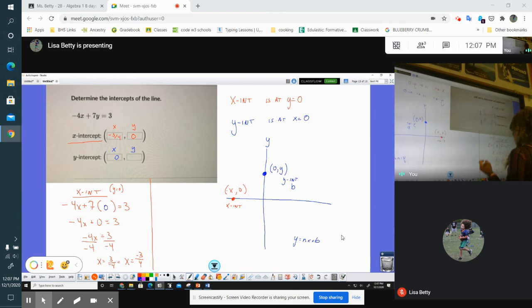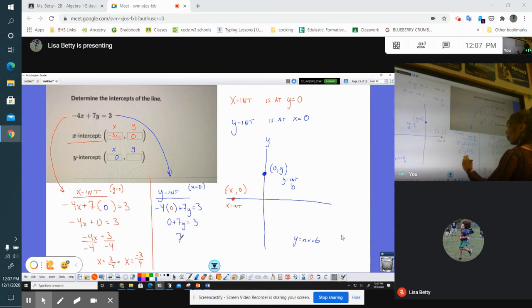All right, the y-intercept, which we know is at x equals 0. I'll just plug in x equals 0 there. So I'm going to have negative 4, and I'm going to plug in 0, plus 7y equals 3. Same equation as before, just a different thing went away. So in this case, I'm making x equal to 0, and now I'm going to solve that. So I've got 0 plus 7y equals 3, and that means 7y equals 3, and then I'm going to divide both sides by 7, and I'm going to get y equals 3 over 7.